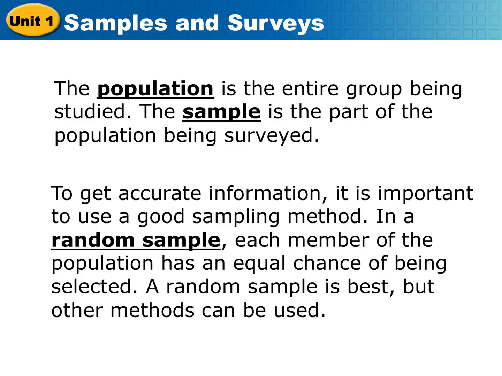To get accurate information, it is important to use a good sampling method. In a random sample, each member of the population has an equal chance of being selected. A random sample is best, but other methods can be used. Random sample is kind of like when we did probability. Everything has an equal chance. Rolling a dice, a 1, a 2, a 3, a 4, a 5, and a 6 all have equal chance. When we do a random sample, everybody has to have equal chance of getting selected.